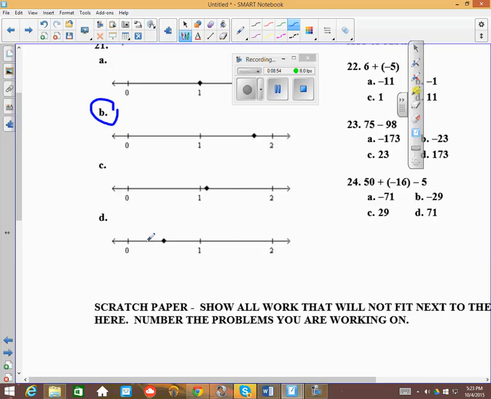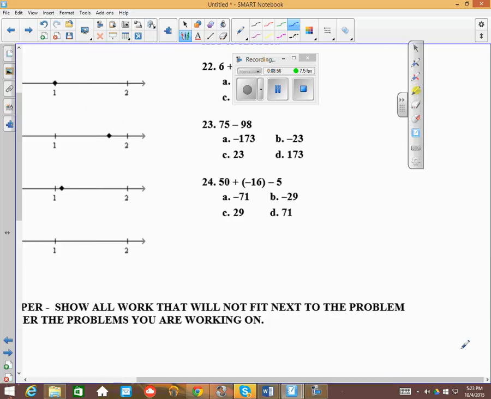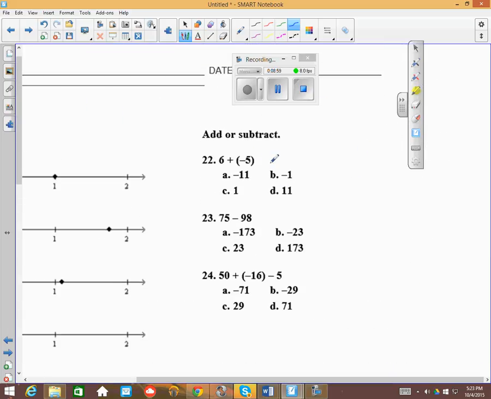Now let's scoot over to the other side. 22, different signs, subtract. When you subtract that, you're going to get 1, which is C. And then 23 is B. Different signs, you still subtract, because the 75 is a positive and 98 is a negative because the subtraction sign is in front of it. And number 24 is C.